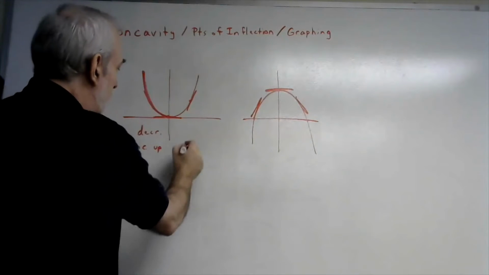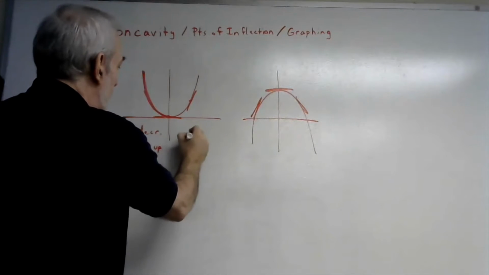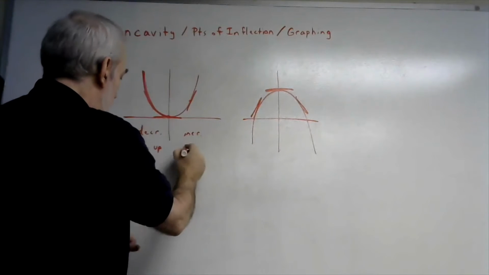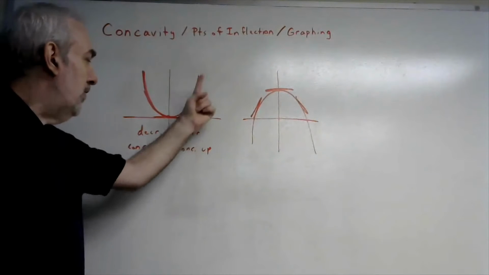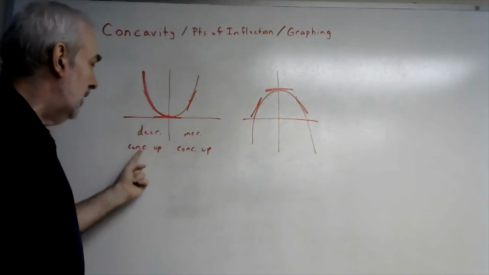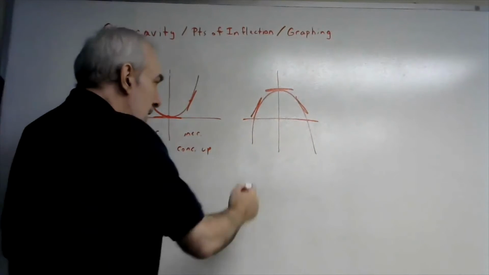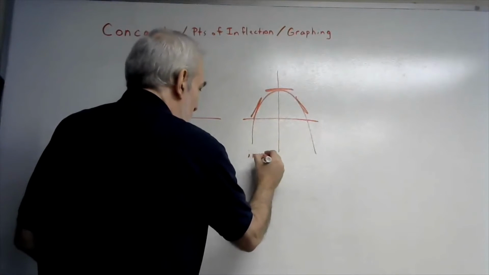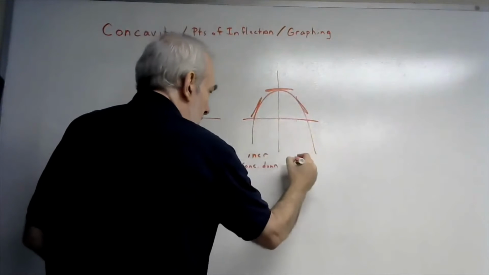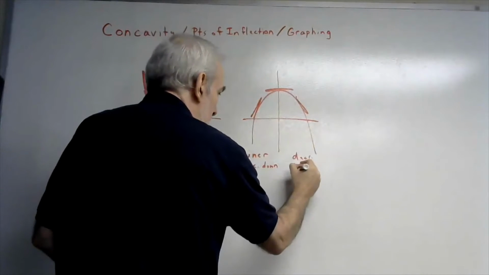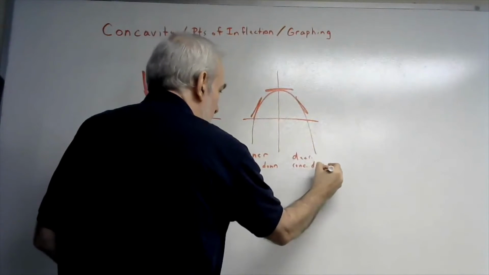Whereas the right side of this graph is increasing. It's going up, but it's still part of the concave up parabola. So this is increasing and concave up, and this is decreasing and concave up. Similarly, the left side of this is increasing, but the whole thing is concave down, whereas the right side is decreasing and concave down.